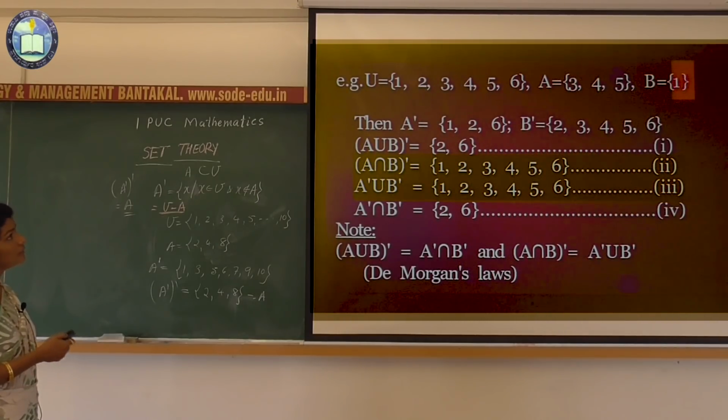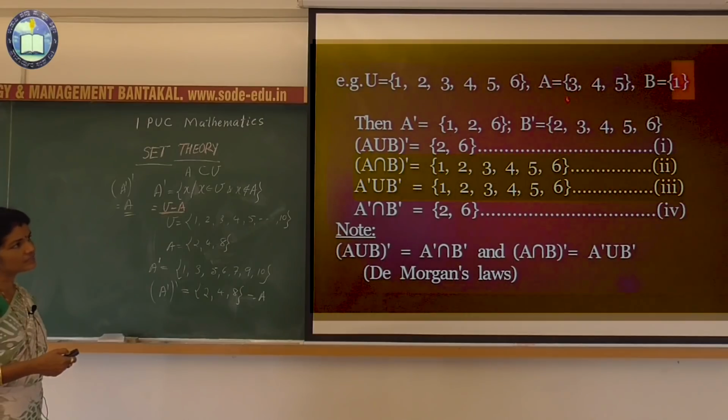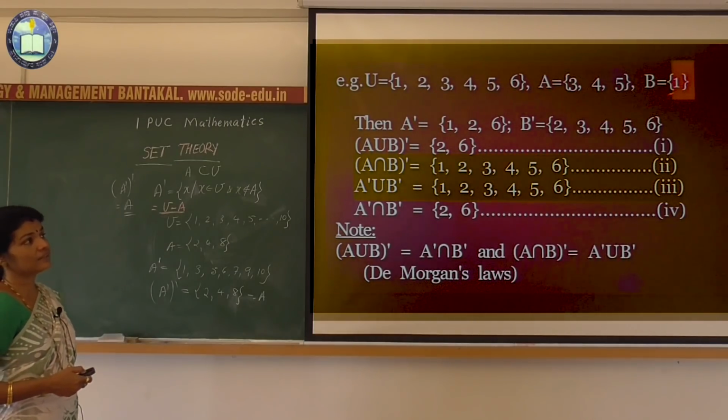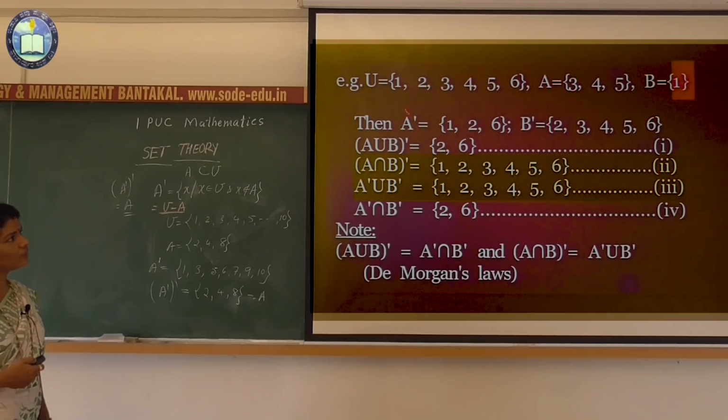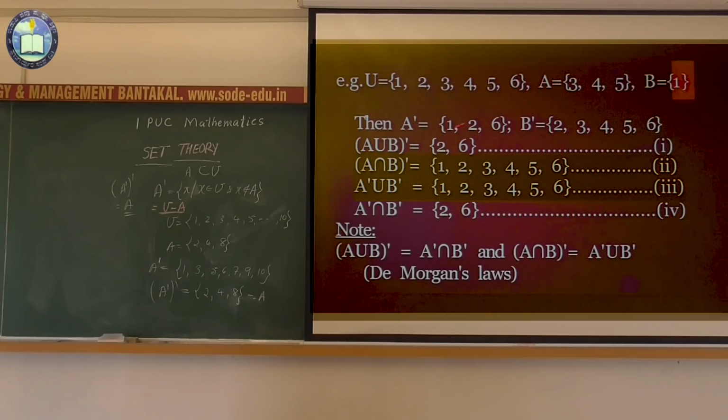Consider one more example. Take U as 1, 2, 3, 4, 5, 6. Take A as 3, 4, 5. Take B as a singleton set with entry 1. Then A dash is everything except 3, 4, 5. That is 1, 2 and 6. B dash is everything except 1. That is 2, 3, 4, 5, 6. Right? Now, A union B complement. First you have to form A union B. Consider the union of A and B together. That is 1, 3, 4, 5. Take the complement. If you leave 1, 3, 4, 5 from the universal set, we'll get 2, 6.